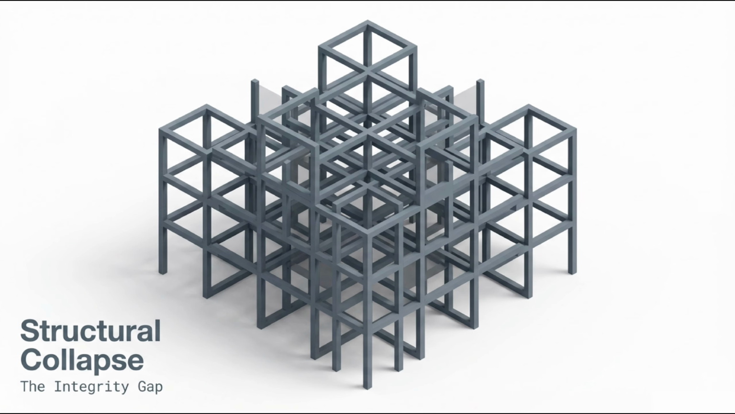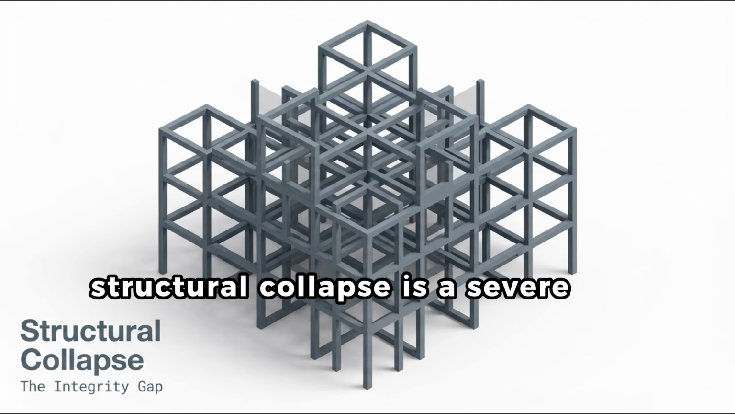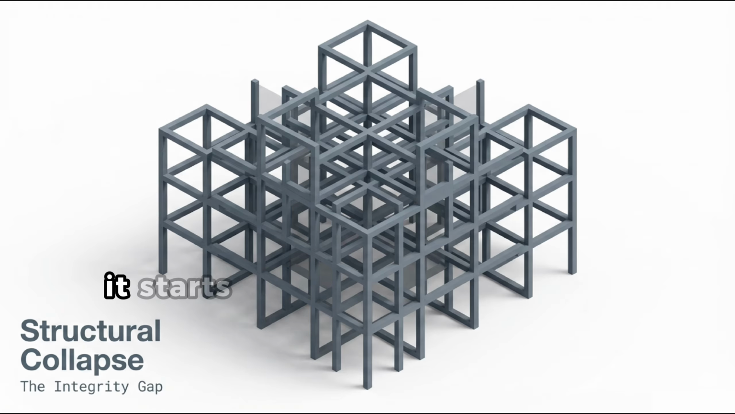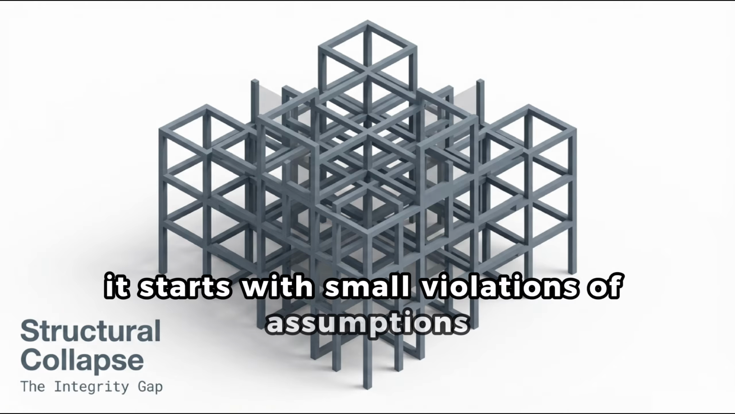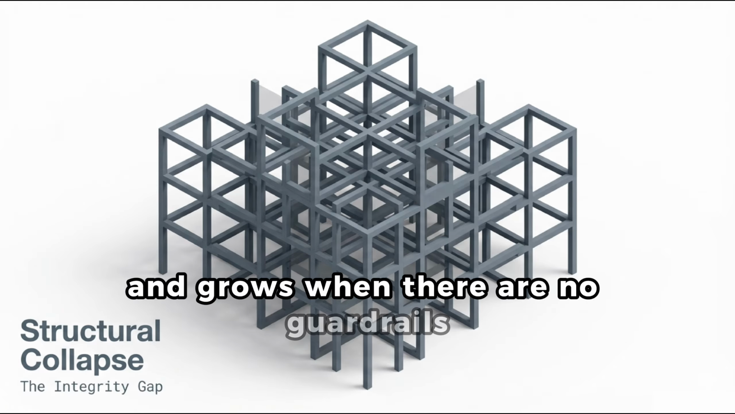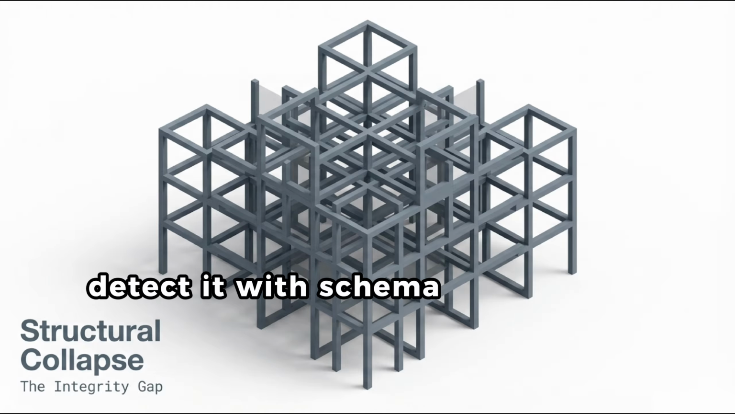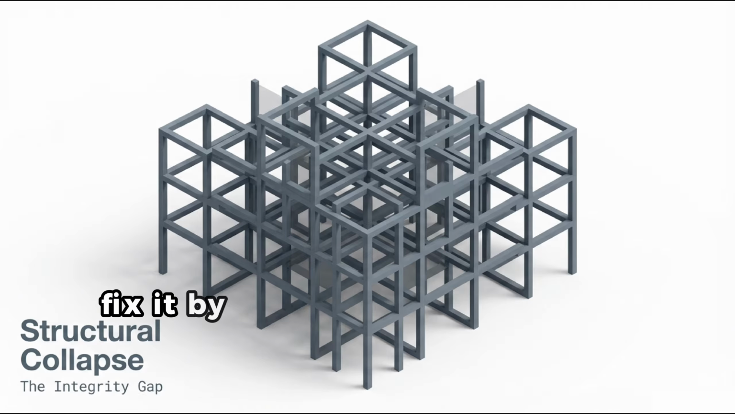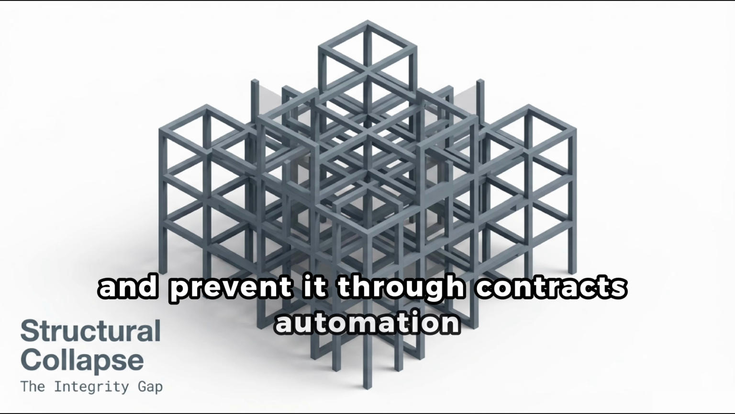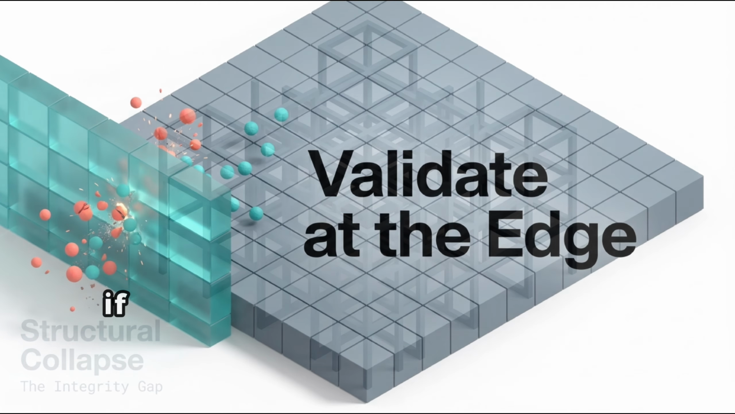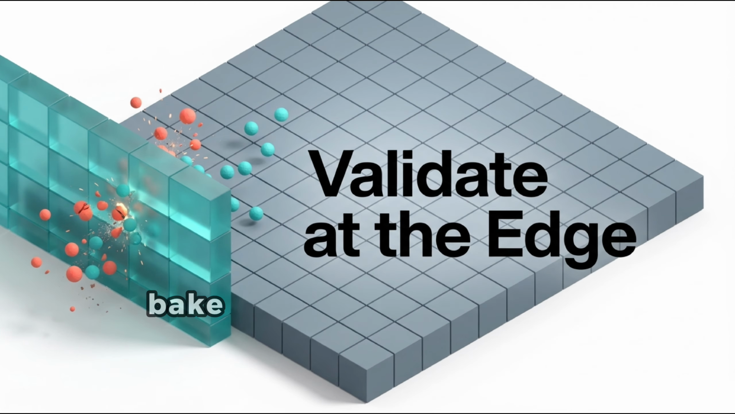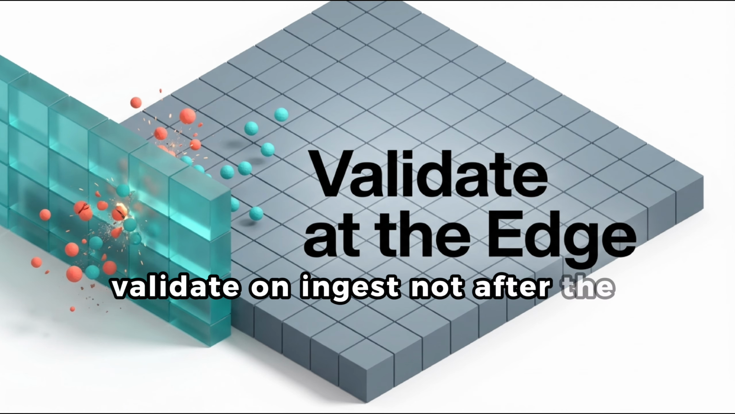To wrap up, structural collapse is a severe but manageable risk. It starts with small violations of assumptions and grows when there are no guardrails. Detect it with schema and lineage monitoring, fix it by scoped repair and replay, and prevent it through contracts, automation, and clear ownership. If you take one thing away today, bake validation at the edge. Validate on ingest, not after the damage is done.